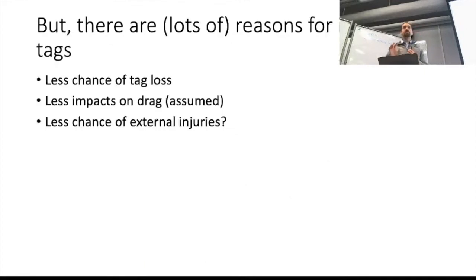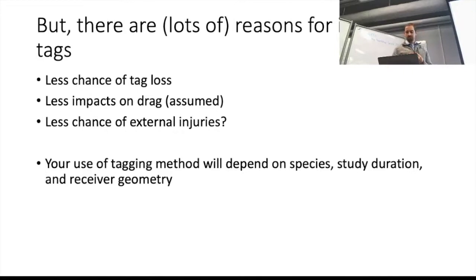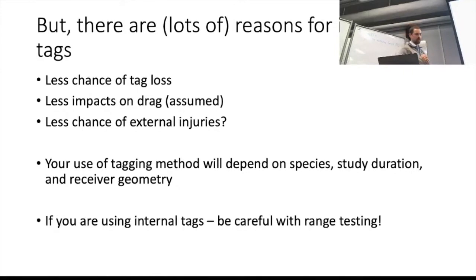Okay, this isn't to say you shouldn't do internal tagging at all. I'm not saying that at all, and in most cases, internal tagging is best. I think from a veterinary perspective, it's just a better option. It's better for that animal. You have less chance of tag loss, less chance of external injuries, etc. You just need to be aware that if you're using internal tagging, be careful with range testing, be careful with those reference or sentinel tags.